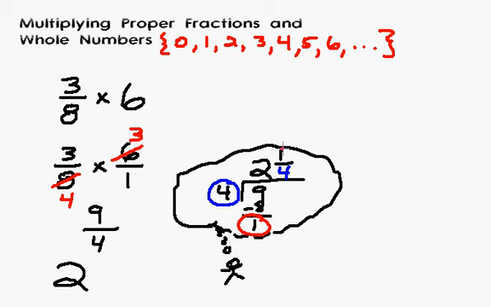We'll make this red. Okay, so my final answer is 2 and 1/4. 3/8 times 6 is 2 and 1/4. What does that mean? 3/8 times 6. If I had 3/8 of 6, it would be 2 1/4.